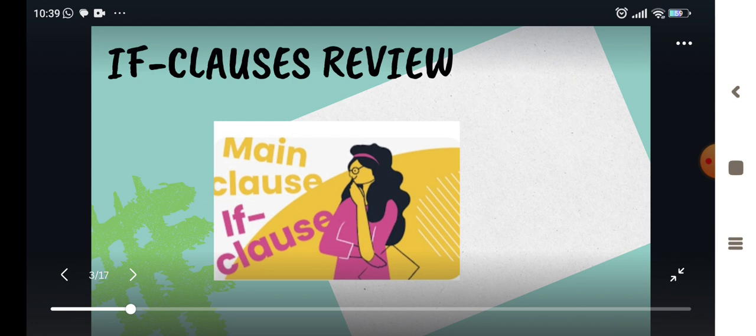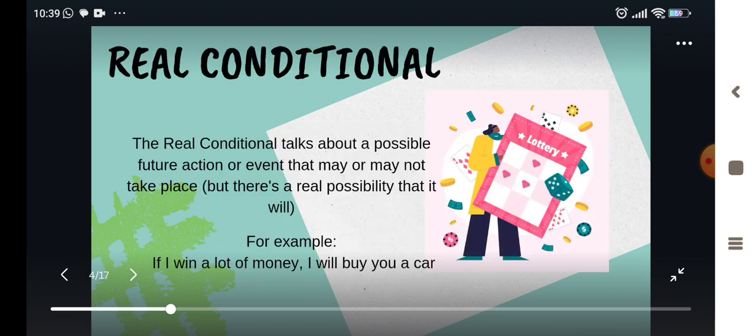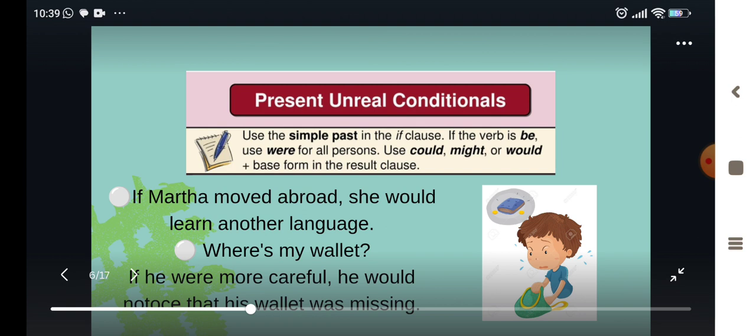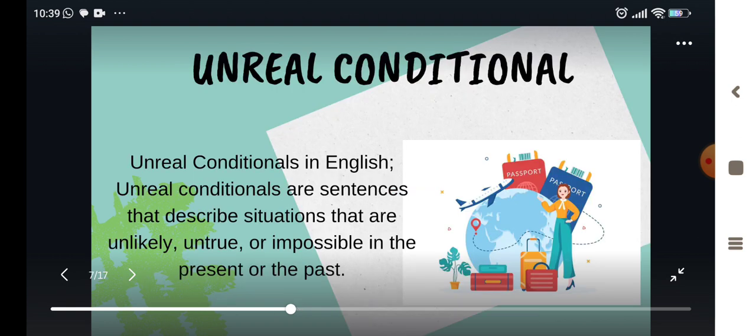It is important to remember what is an if clause. In this case, an if clause is a conditional that expresses a situation or condition or maybe a possible result. Maybe is when you have an effect and result. Okay, and its division are in real conditional and unreal conditional.